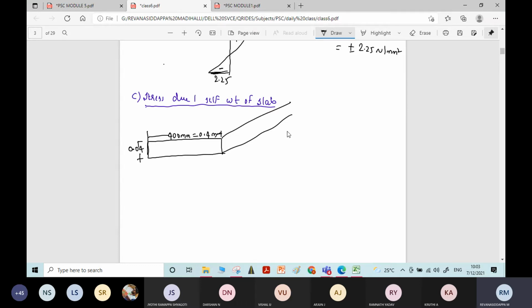Now self weight of the slab, I will denote it as WSL. WSL will be equal to the load per meter length of the slab. How to find load per meter length? You just multiply this cross section with the density, you will get load per meter length of the slab, correct? So this cross section is 0.4 is the width, 0.04 is the depth. 0.4 into 0.04 into 24 is the density. If you do, you will get load per meter length. Cross section multiplied by density will give load per meter run of the slab.